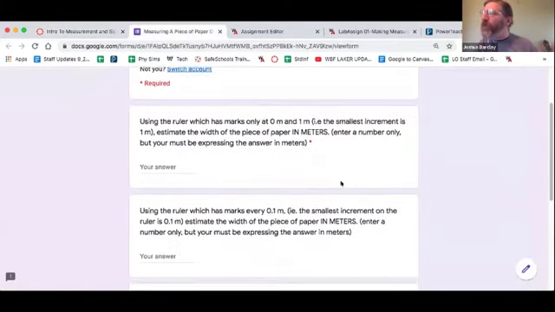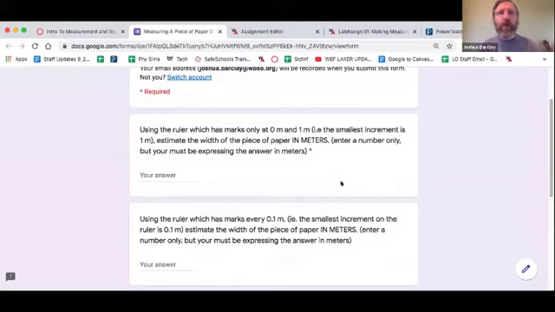And what I want you to do is tell me what the measurement is. I've got a piece of paper here, just a regular old piece of paper, nothing fancy. It's got some writing on it, no big deal. But I want to measure this piece of paper using a bunch of different tools as my measurement tool. So the first one that we're going to use is this tool right here.